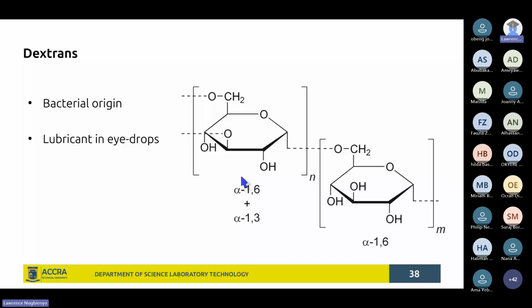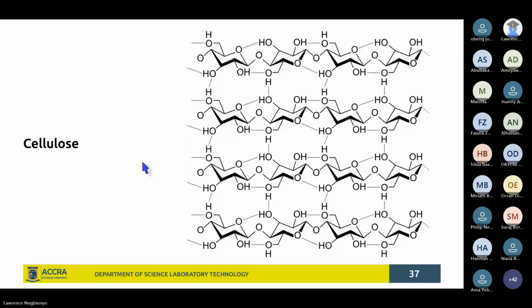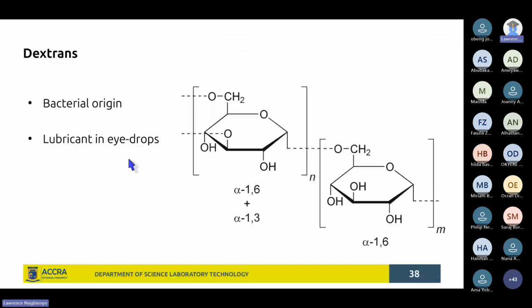Another usage of dextrans you come across is that they are used as lubricants in, say, eye drops, for instance, ear drops. So virtually any medication that comes with a lubricating process in the eye, you see dextrans are used in those molecules.